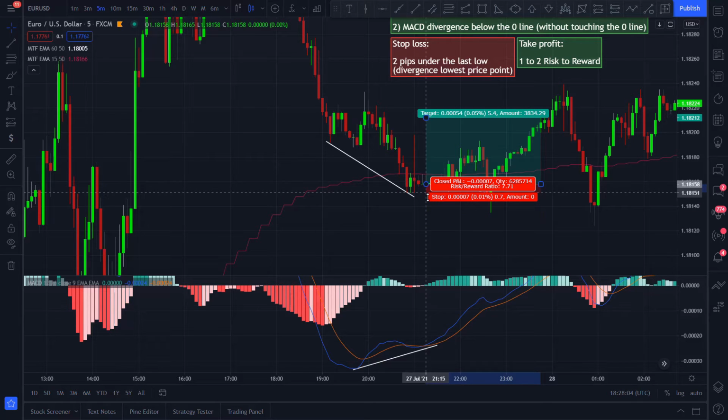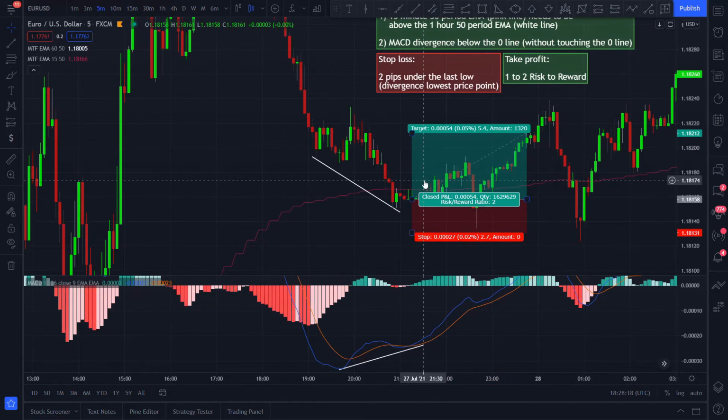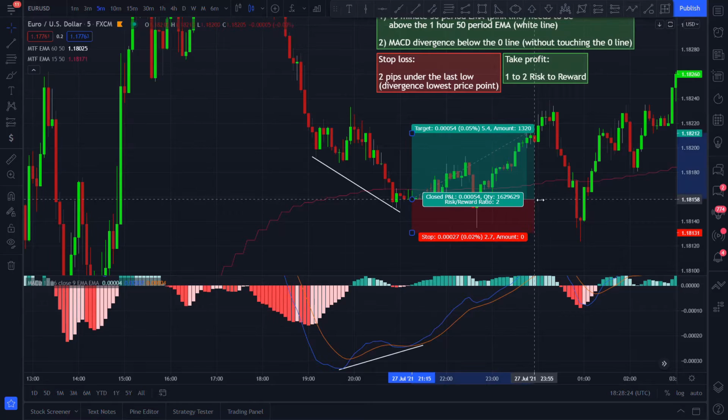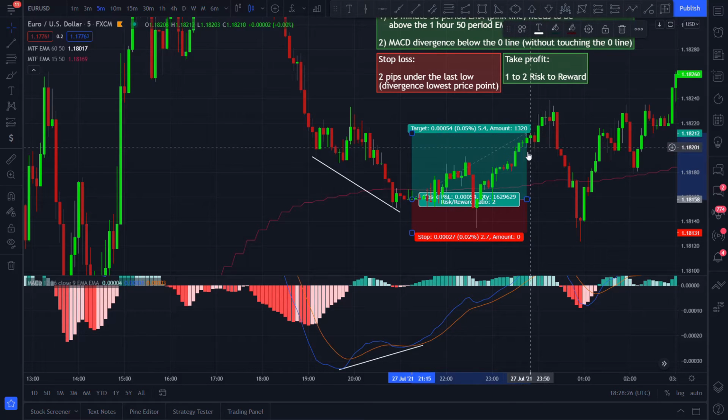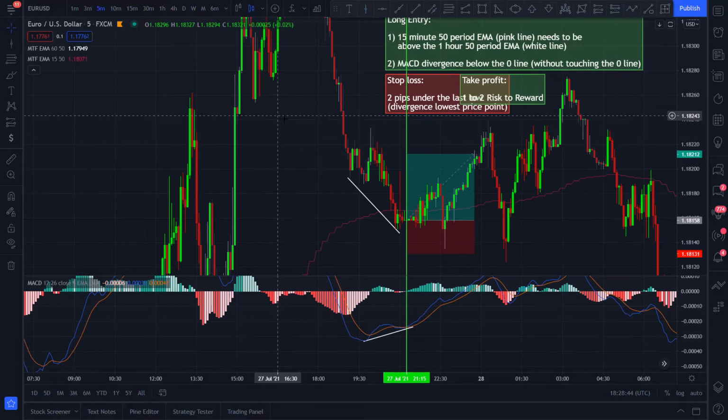The stop loss is going to be 2 pips under the last low, or the divergence lowest price point. So we are counting down 2 pips from this point. 1 and 2. The take profit is going to be 1 to 2 risk to reward ratio, as you can see here, which we hit right around here. So this is going to be a winning trade. Now let's see the rules for a short entry.